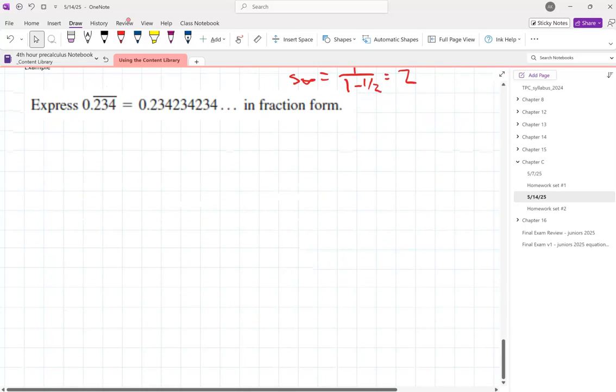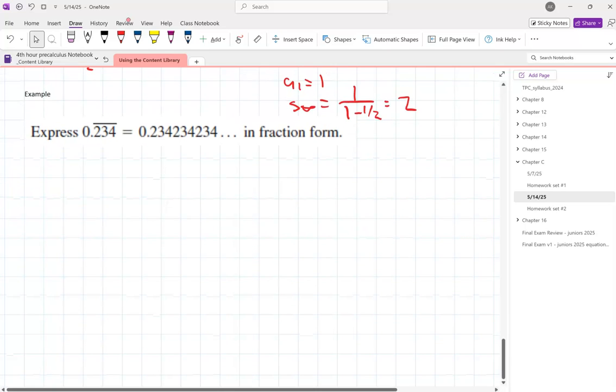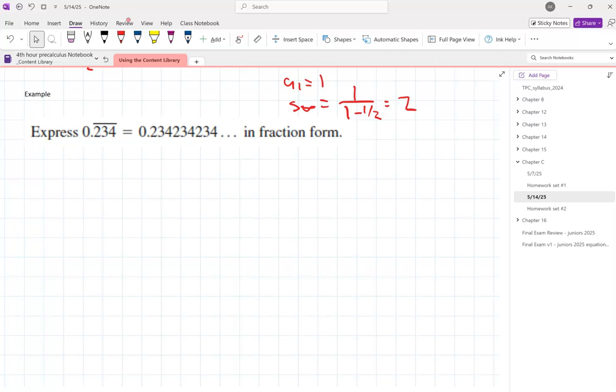Our last example is going to be using an infinite geometric series to rewrite a repeating decimal as a fraction. So this is the idea. Now this looks scary, but it's not so bad. What I want to do is rewrite this as a decimal expansion.